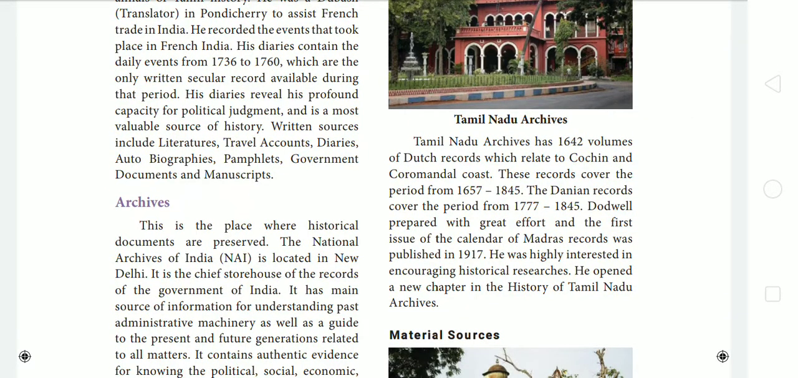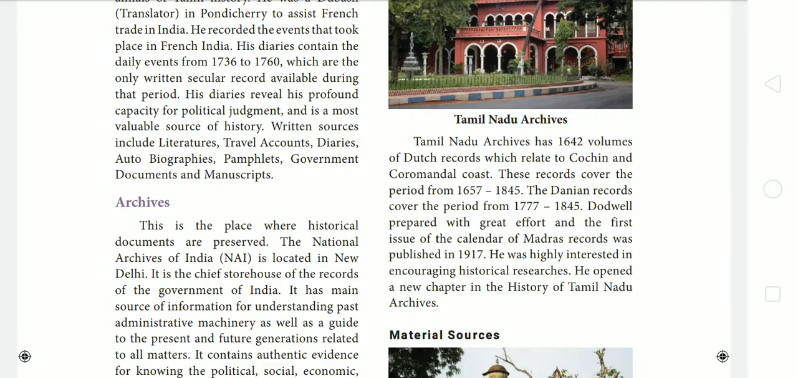Tamil Nadu Archives has 1642 volumes of Dutch records which relate to Cochin and the Coromandel coast. These records cover the period between 1657 and 1845. The Danish records cover the period of 1777 to 1845. Dodwell prepared, with great effort, the first issue of the Calendar of Madras Records, which was published in 1917.